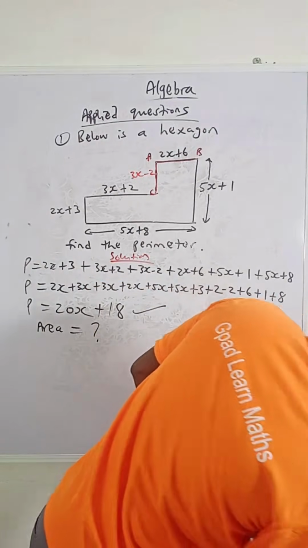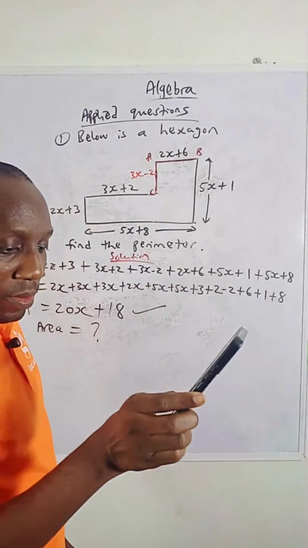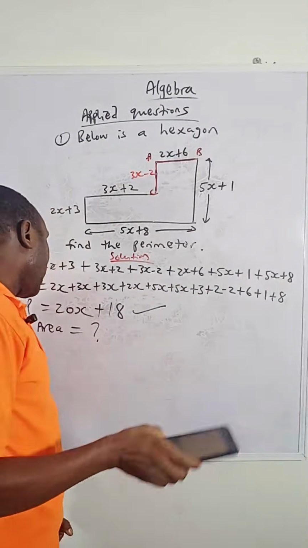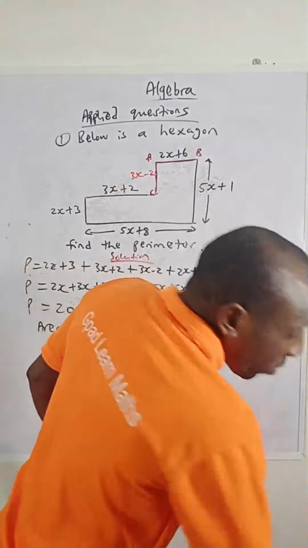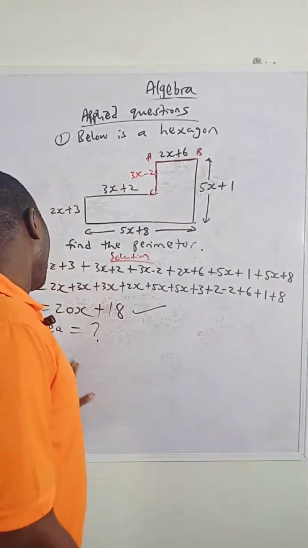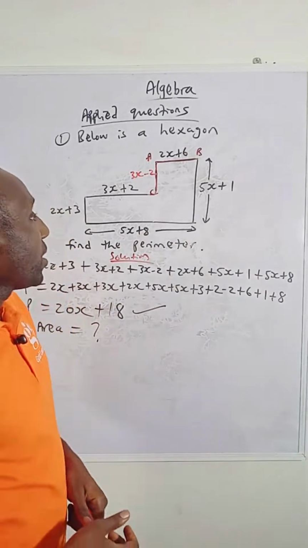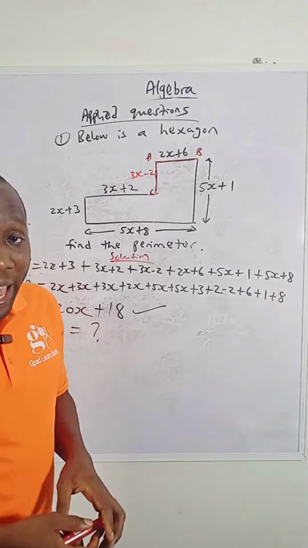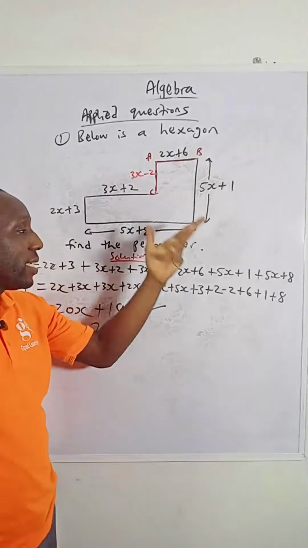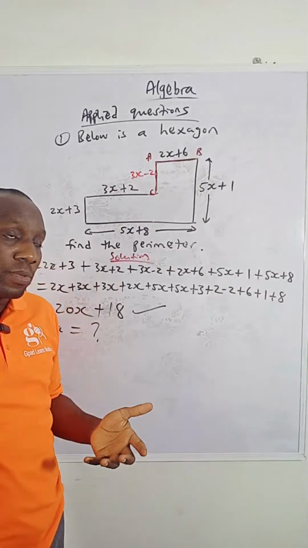Oh, okay. I see now. I see. Math Kada. Okay, that's good. We got 20x plus 18. Yes, that's the answer. Now we want to get the area. How are we going to get the area? Who can tell me? So for area, we can divide this into two other shapes, right?